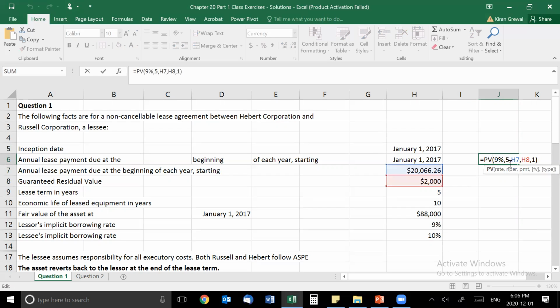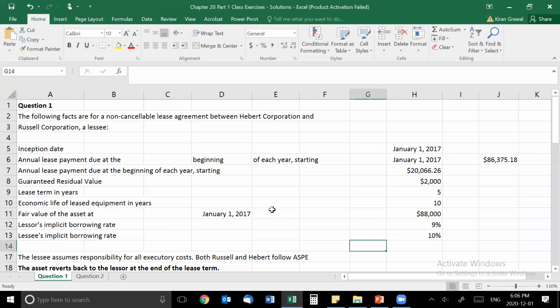So this is just the way that I have this calculation set up. You either make both positive or both negative. There we go. So 86,375 is our present value. We need to compare this to our fair value.